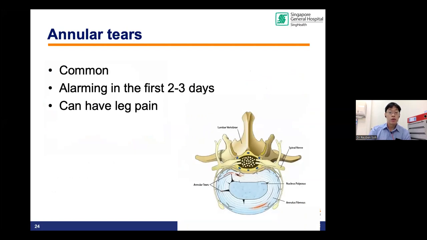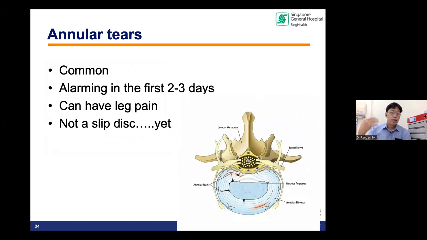So annular tears are quite common. They can be alarming in the first 2 or 3 days. It's a very sharp pain in the low back. And patients can also have leg pain because this tear is located very near to the nerves that go down the leg. However, this leg pain is transient, and then it gets better. And often it will tend to heal by itself, but it is very painful.